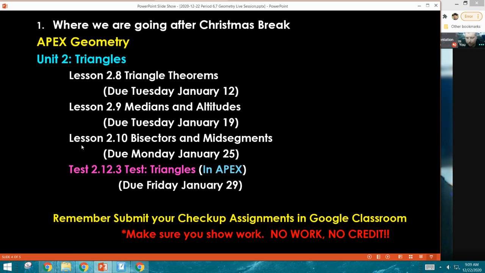And 2.10, bisectors and midsegments, will be due on Monday, January 25th. And then the end of the unit test will be due on January 29th. That will wrap up pretty much everything for the second quarter and the first half of the year.